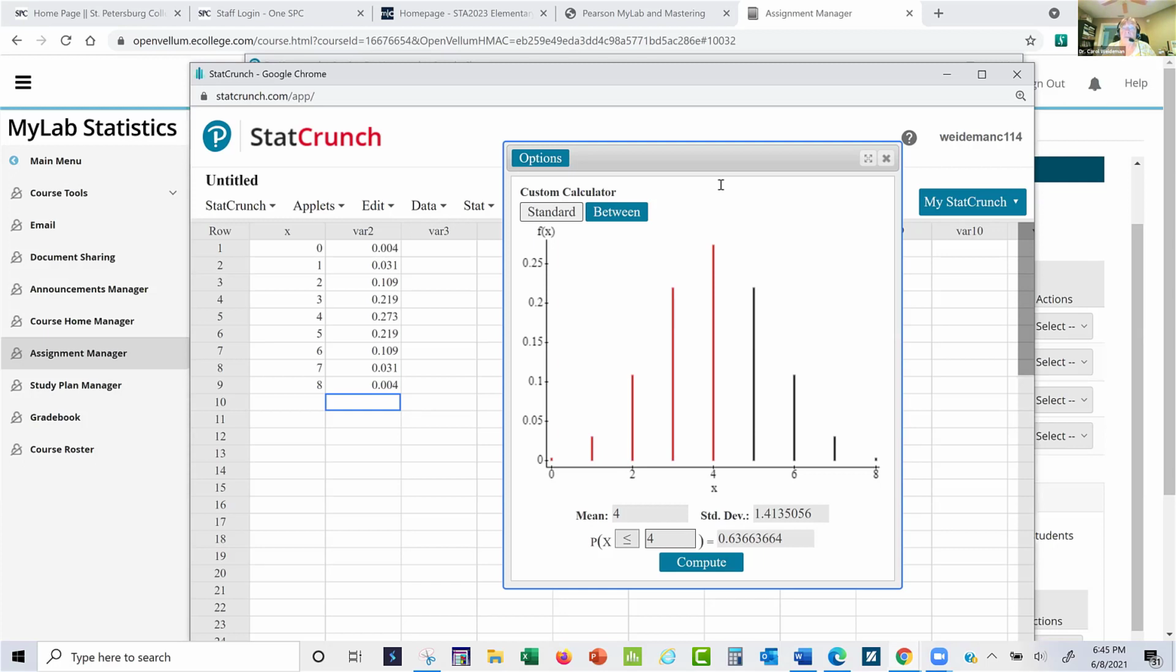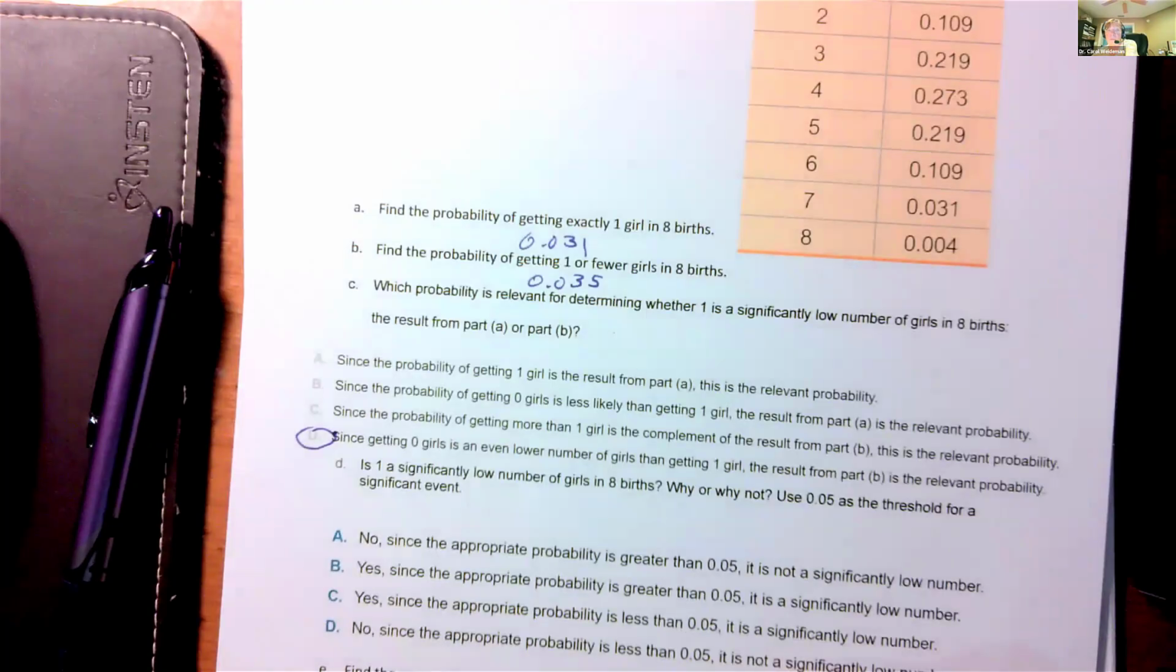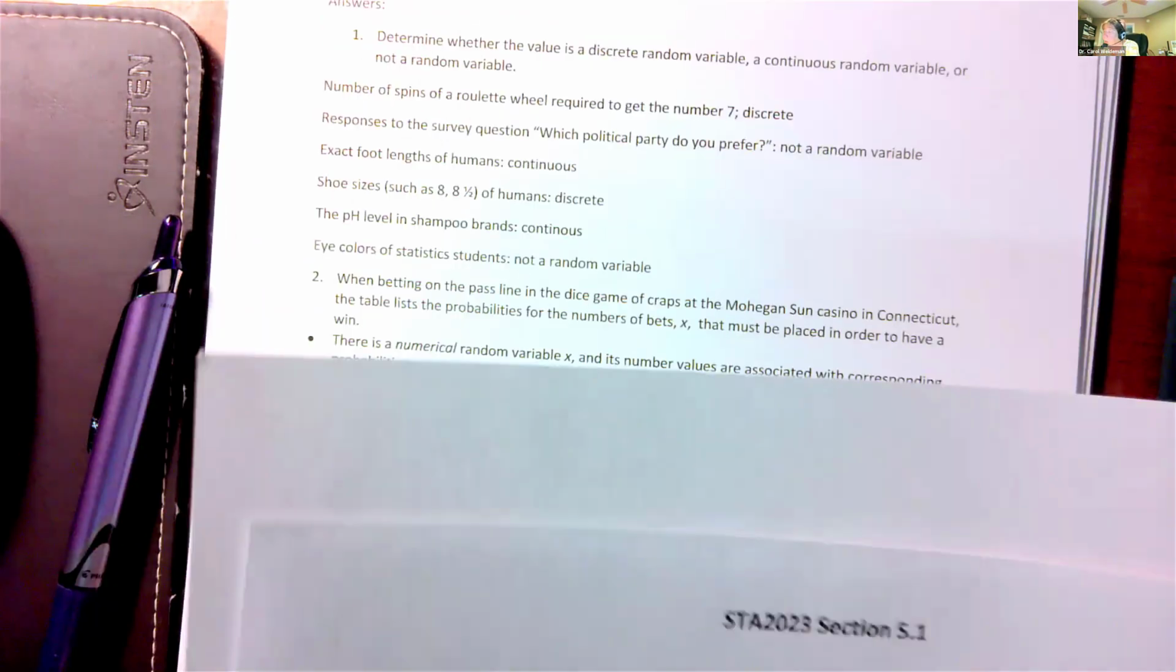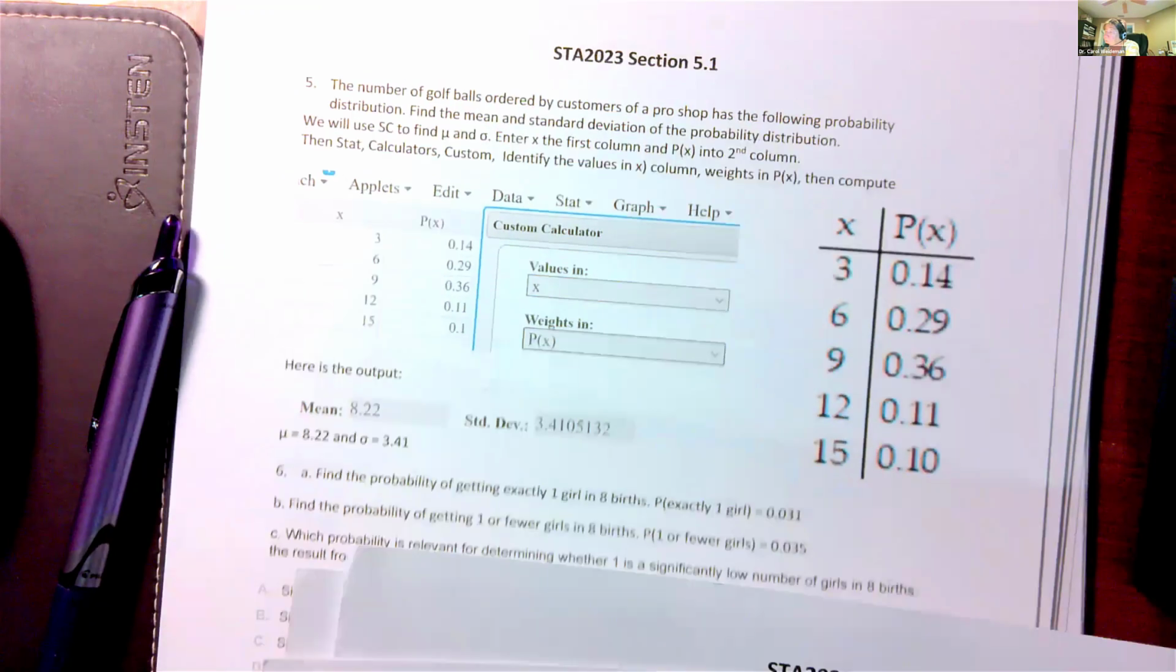Okay. Well, let's go back over. I think that's the last problem we had for this section. I went ahead and jotted that down there. Here's the answers. All right. So now we're going to go to 5.2.